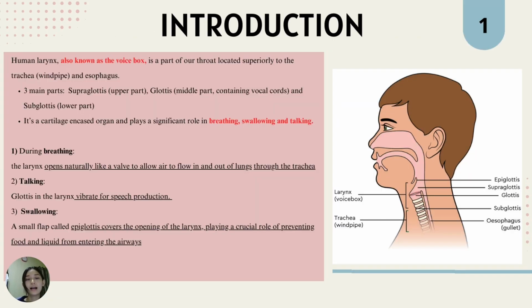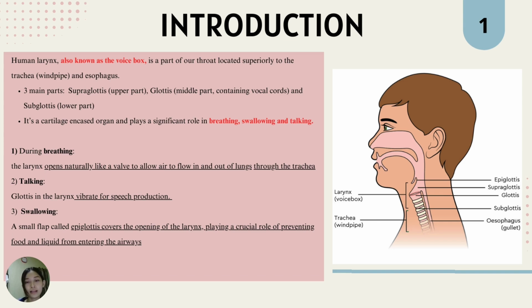So first, let's start with the introduction. The human larynx, also known as the voice box, is a part of our throat which is located superiorly to the trachea, which is also known as the windpipe, and the esophagus. There are three main parts of our larynx, which are the supraglottis, the upper part, the glottis, the middle part, which contains the vocal cords, and the subglottis, which is the lower part.